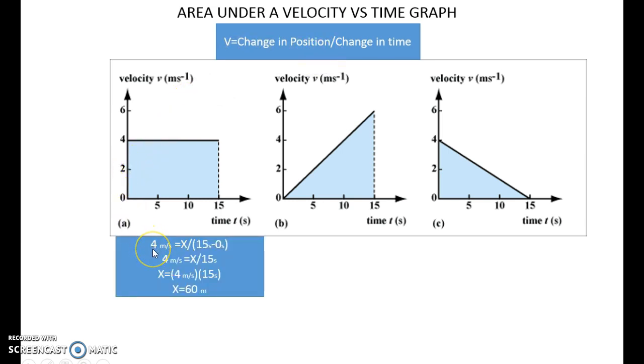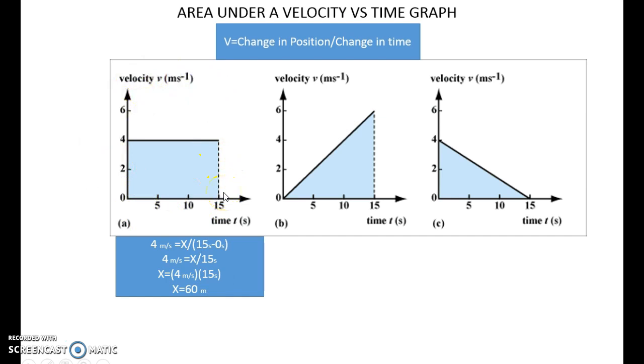Okay, so we have velocity, which is 4 meters per second. We're going to solve for x, our change in position or our displacement, divided by our change in time, which was 15 seconds. If we plug in our values, displacement is equal to 4 times 15, and we can find out that displacement was 60 meters. So the displacement of this object was 60 meters. But there's a more simple way that we can find displacement by looking at a velocity versus time graph.